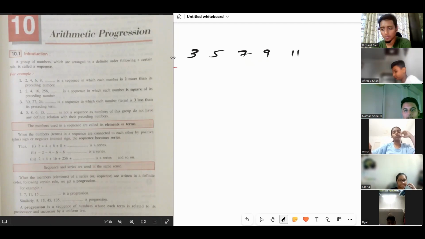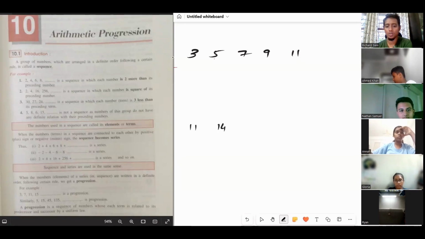Can you explain that once again? An arithmetic progression is a series of numbers which have a common difference. Difference here between any two consecutive numbers is always 2. You have to do right side number minus the left side number. So 5 minus 3 is 2. 7 minus 5 is 2, and so on.